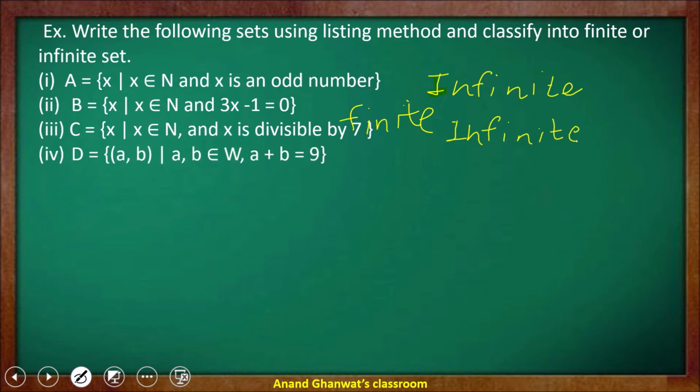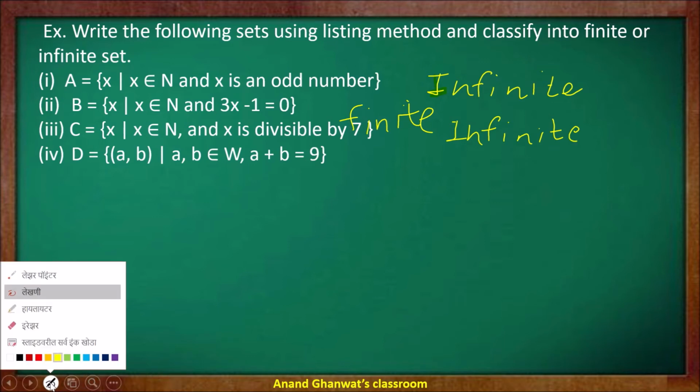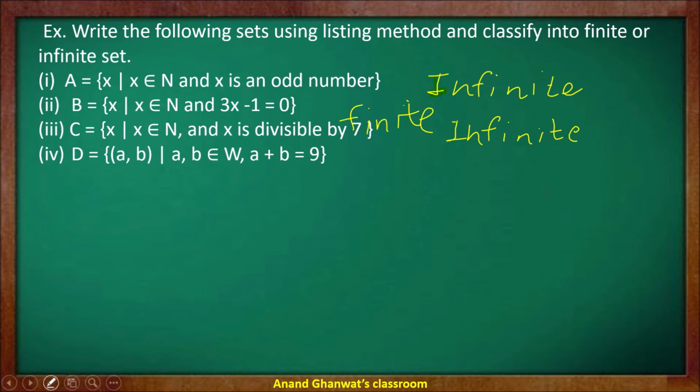Now next example, D is a set of all a and b such that a comma b belongs to whole numbers and a plus b is equal to 9. So we want to make the pairs of a and b such that a plus b is equal to 9, and we include 0 here also because a and b belong to whole numbers. Therefore we will make all possible pairs such that a plus b is equal to 9.